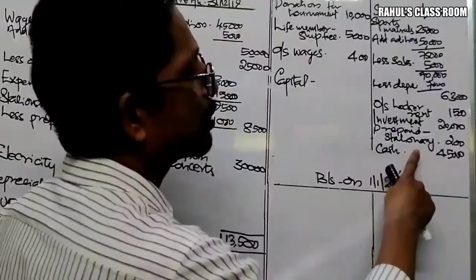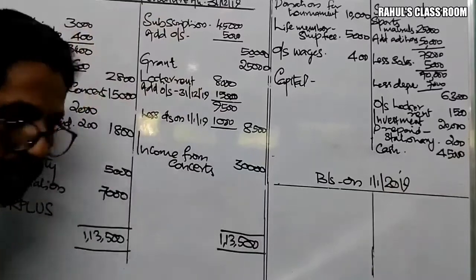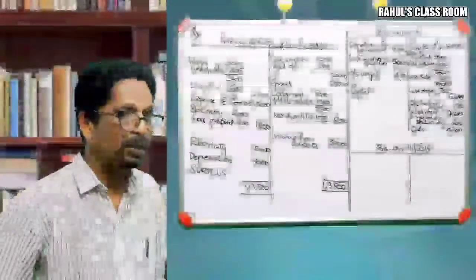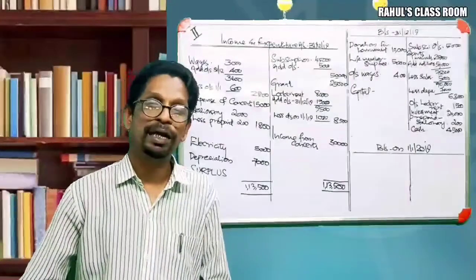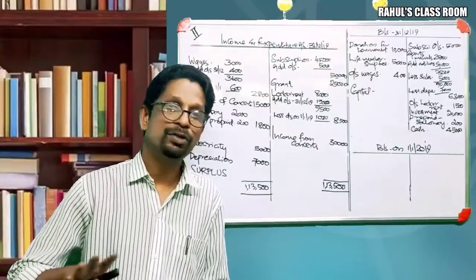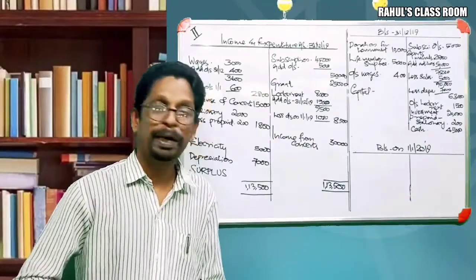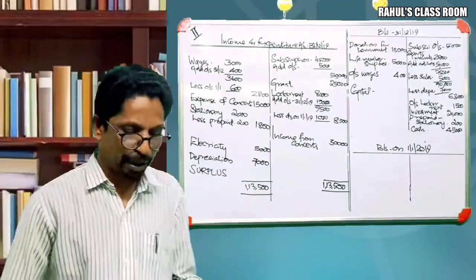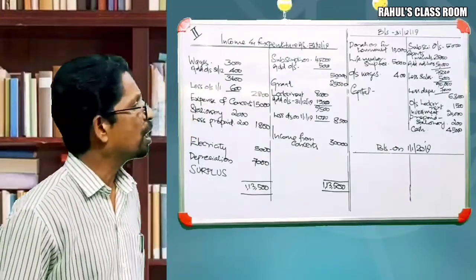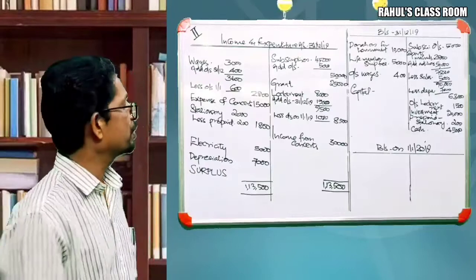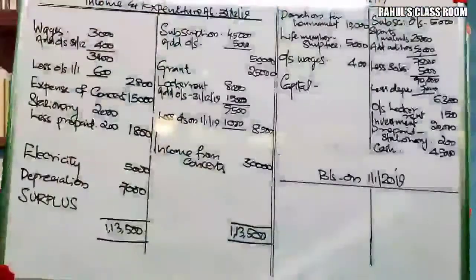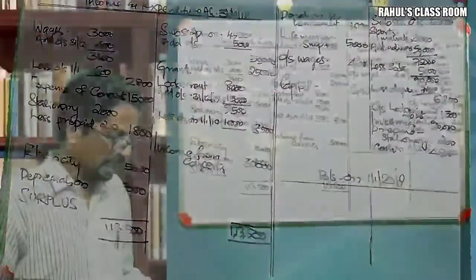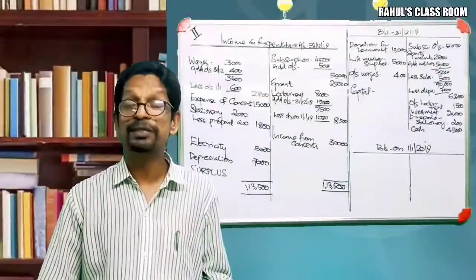And remember, this 200 is an asset of the organization, so it should also be posted here. That means prepaid stationery rupees, how much now? 200. Okay, so prepaid stationery is an asset of the organization, and it is not an expenditure of the current year, therefore it should be deducted. Okay, next item given, the electricity. There is no adjustment at all. We can directly enter this item here, electricity rupees, how much now? 5,000.